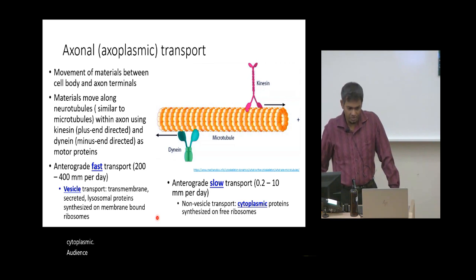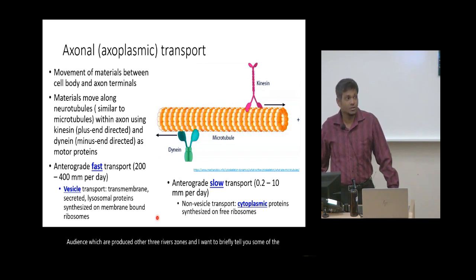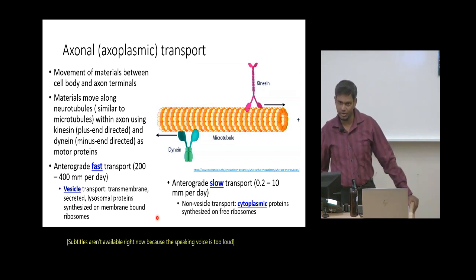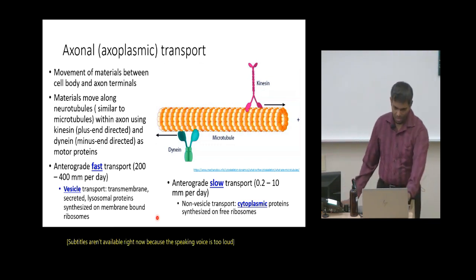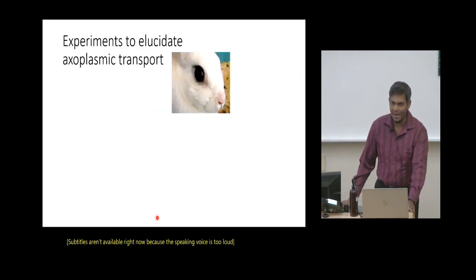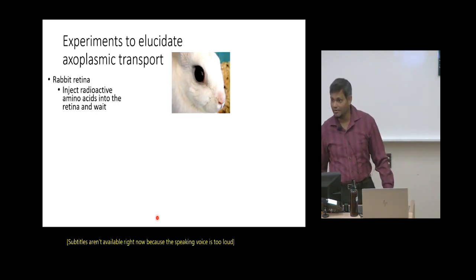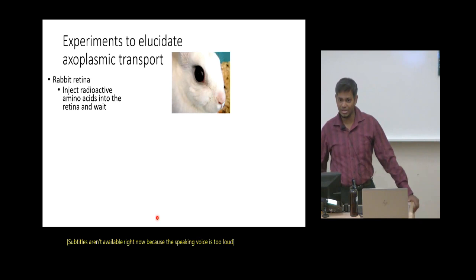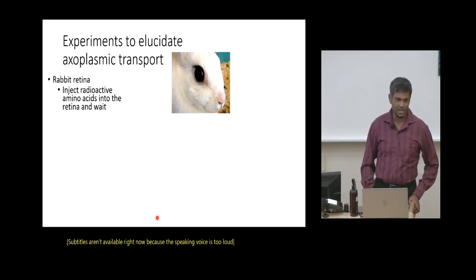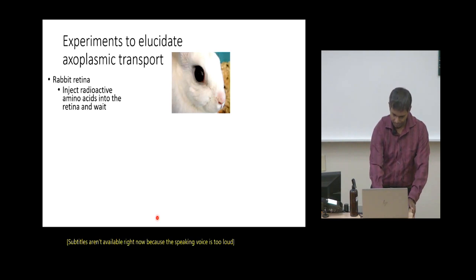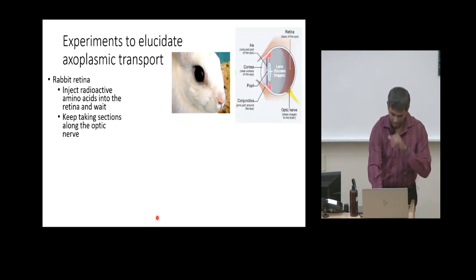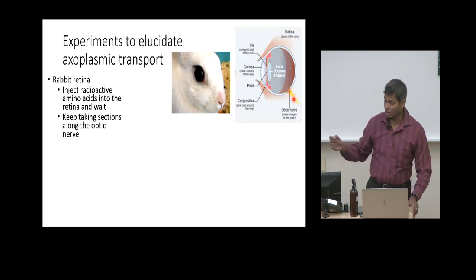on the free ribosomes. And I want to briefly tell you about some of the experiments which were used to determine that the proteins were traveling at two different speeds along the axoplasm. They used rabbits, and they injected radioactive amino acids into the retina, and they would wait. They had many rabbits with these radioactive amino acids injected, and they would sacrifice these rabbits at different time points. What they were trying to see is how the amino acids, if injected in the retina, travel along the optic nerve.